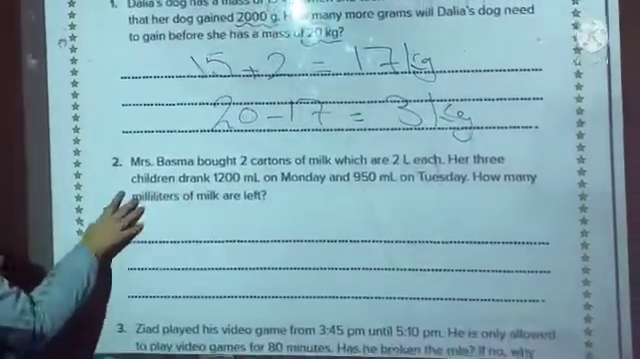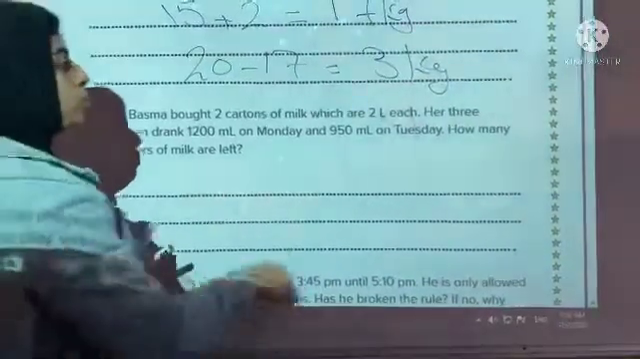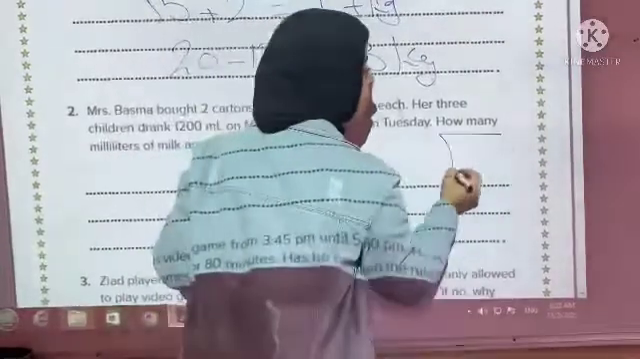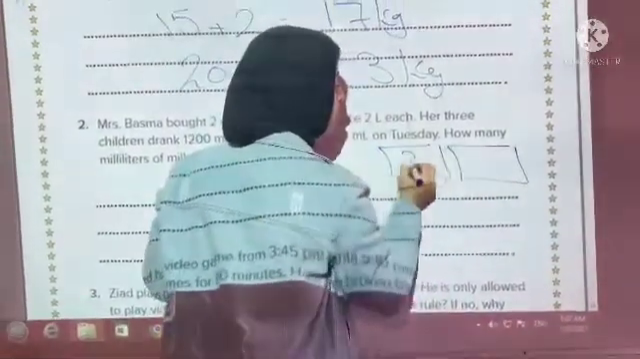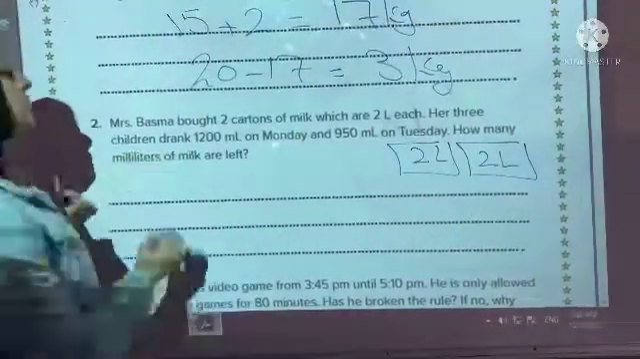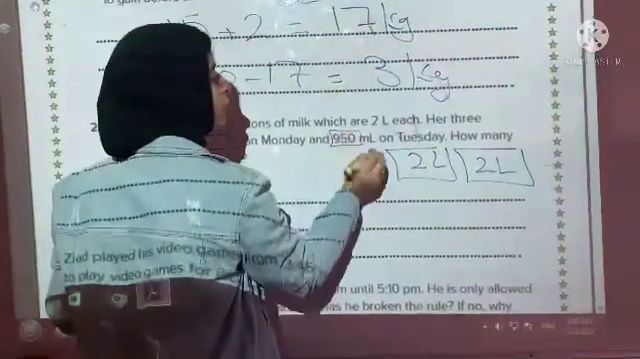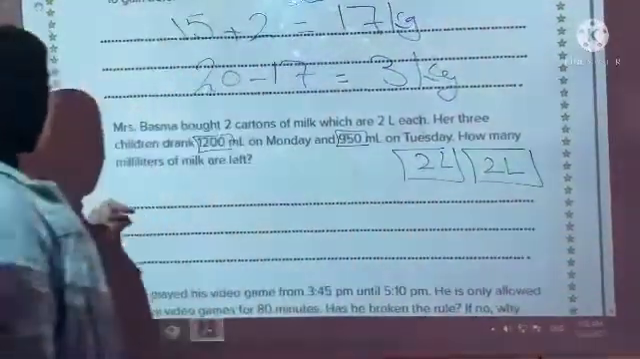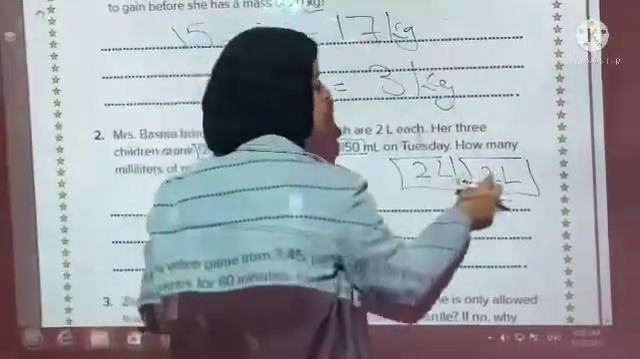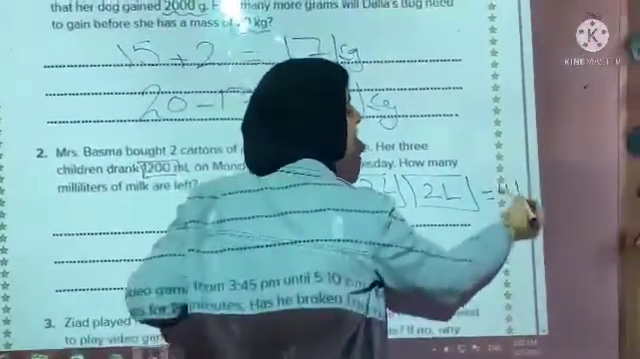And now let's move to this. So here Mrs. Basma bought 2 cartons of milk, which are 2 liters each. So I have how many cartons? I have 2 cartons. Each one has 2 liters of milk. Here 3 children drank 1,200 milliliters on Monday and 950 milliliters on Tuesday. So how many milliliters of milk are left? So each one has 2 liters. That means that 2 cartons together have 4 liters.